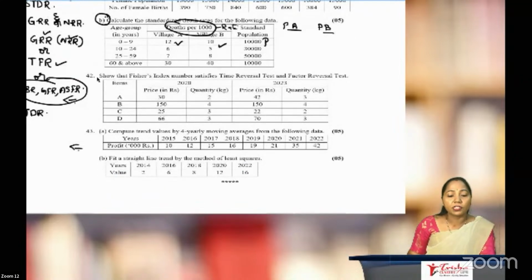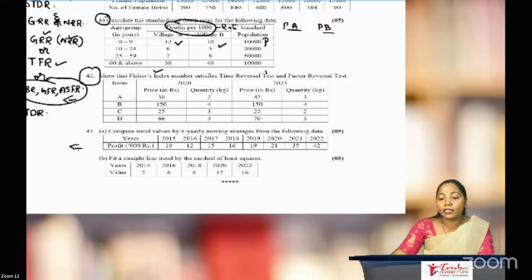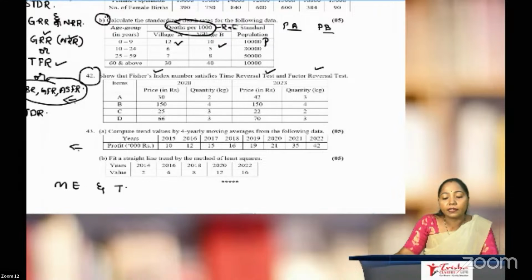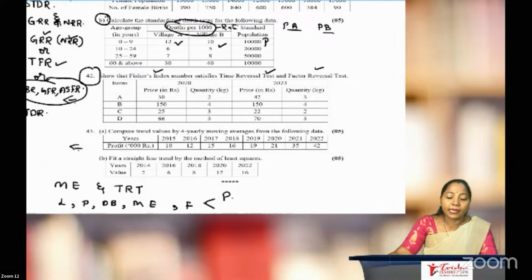Moving on to question number 42. Now, question number 42 is from index number, where you can see in this model paper, it is Fisher's index number and verifying time reversal test and factor reversal test. Or it could be to calculate Marshall-Edgeworth's index number and verify time reversal test. It could be to find any of the 5 index number formulas or methods that we have. They may ask any 2 formulas or any 3 formulas, like it could be Laspeyres', Paasche's, Dorbish-Bowley's, Marshall-Edgeworth's, or Fisher's, both price index number or quantity index number.